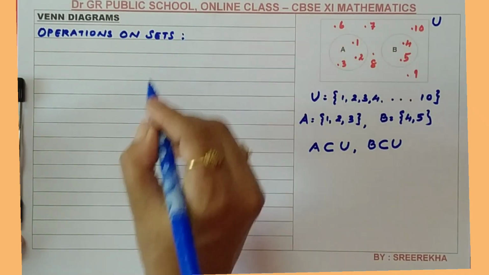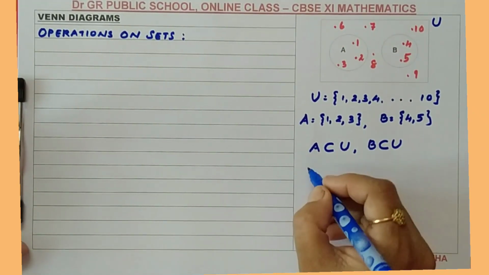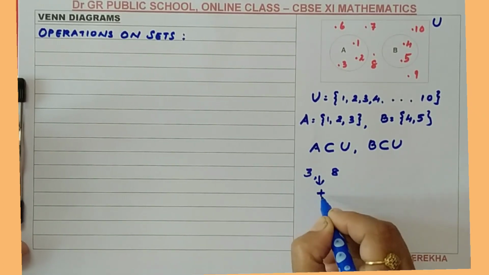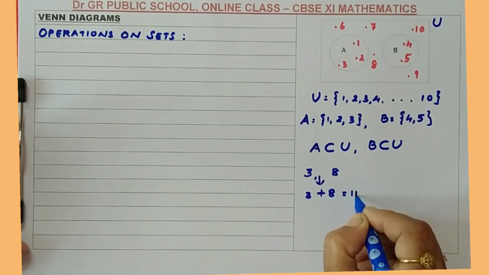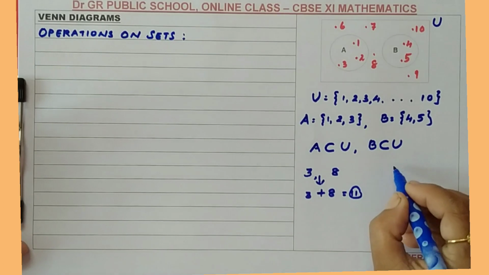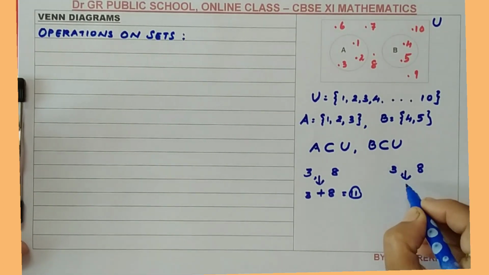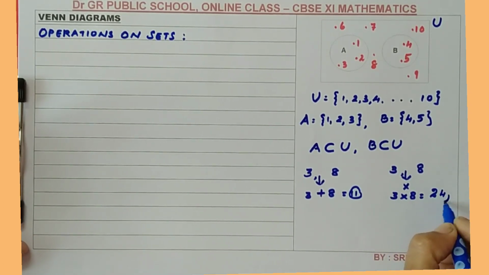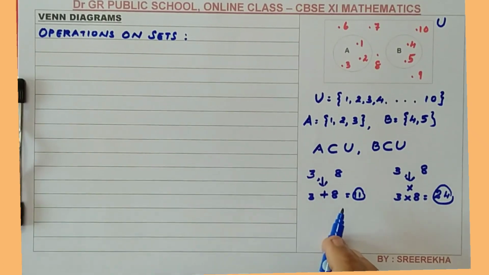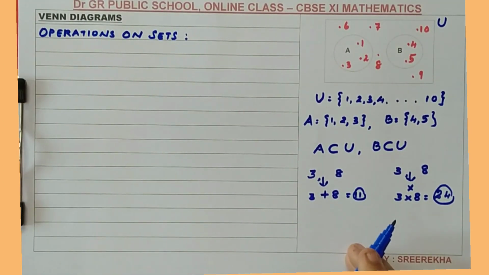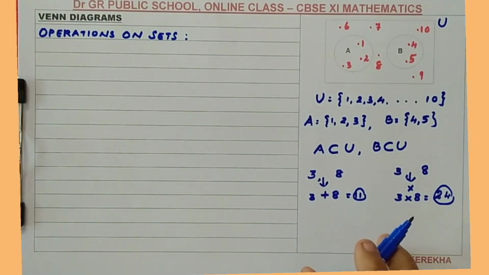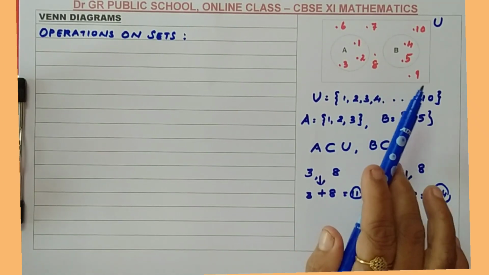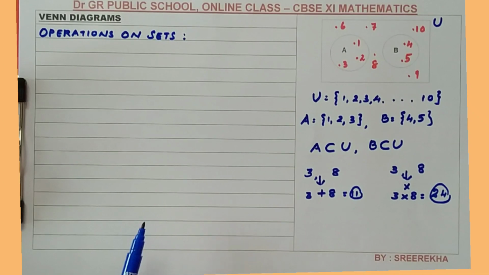Before starting with operations on sets, let us see how we can make operations on numbers. Consider two numbers 3 and 8. If I use the operation plus, you will get 3 plus 8 equals 11, another number. For the same numbers 3 and 8, if I use the operation multiplication, you get 3 into 8, which is 24, another number. So in the case of numbers, when two numbers are operated, you get another number. The same is the case with sets also. When two sets are operated with some operation, then you get another set.